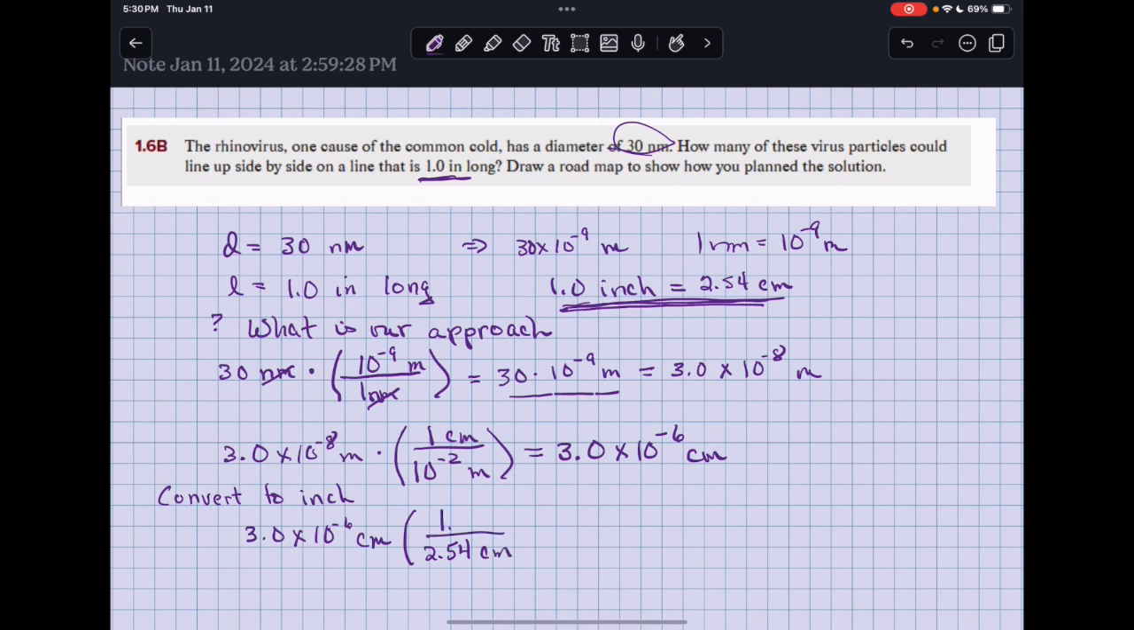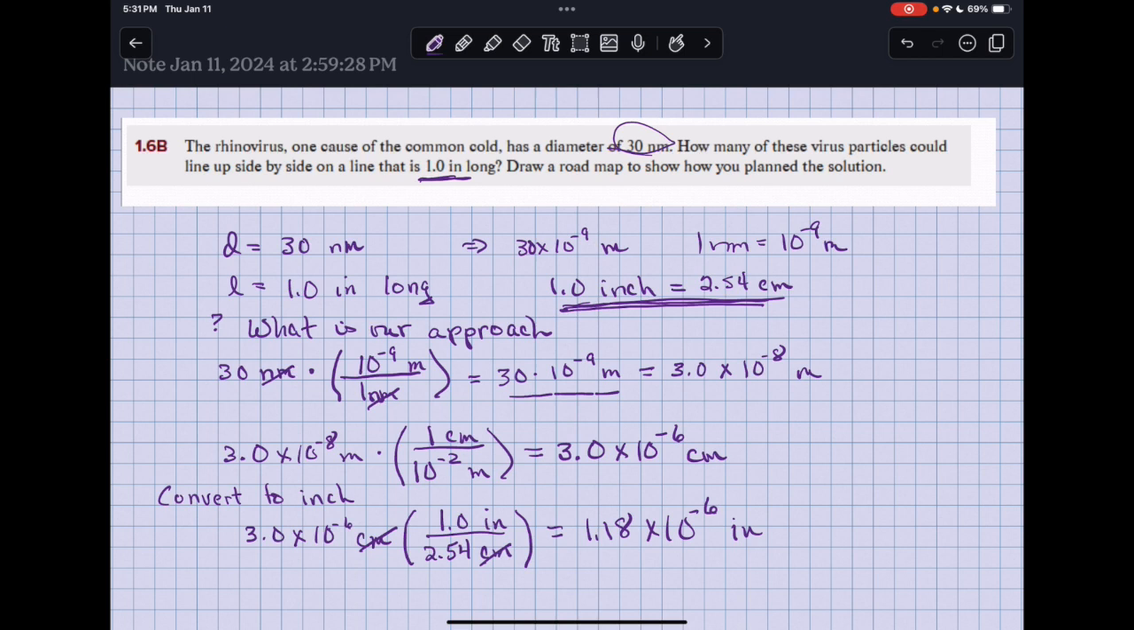And the inches in the numerator. All right, so again, centimeters will then cancel out, and I'm going to get an answer in terms of inches. Okay, so when we do that, we're going to get a number that's about 1.18 times 10 to the minus 6 inches. All right, so that's the diameter of the rhinovirus in inches.